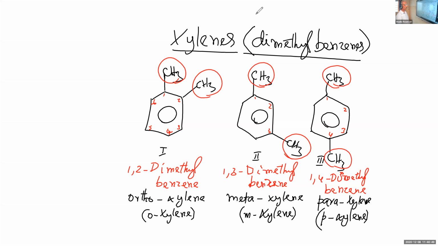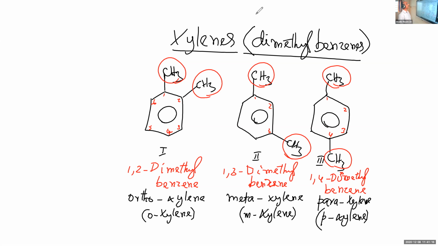The positions of the side chains are different, not the positions of the functional groups. Instead of functional groups, we have only the side chains. So the positions of the side chains are different, and these are called the position isomers.